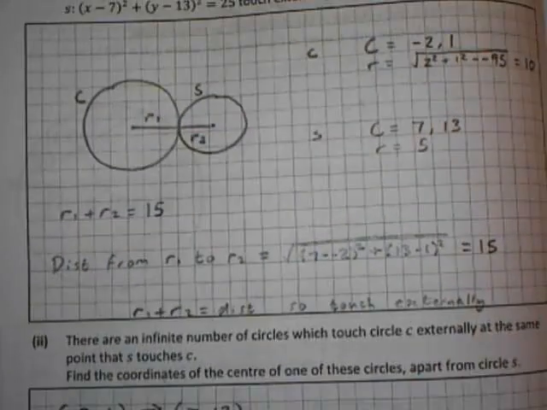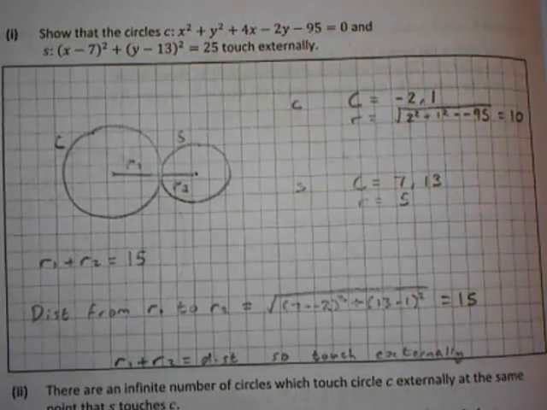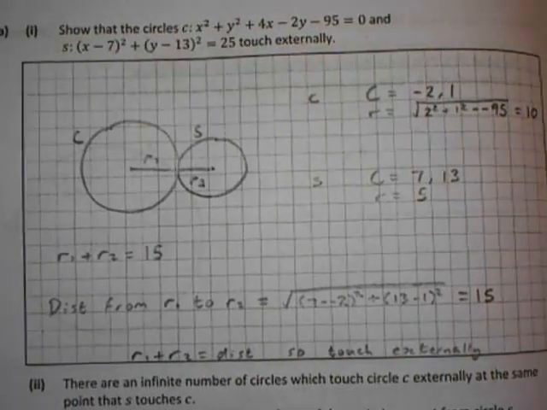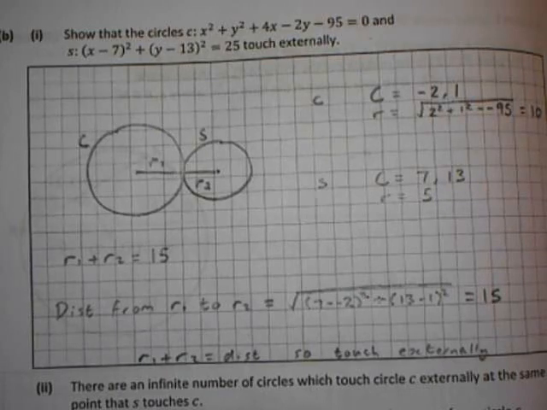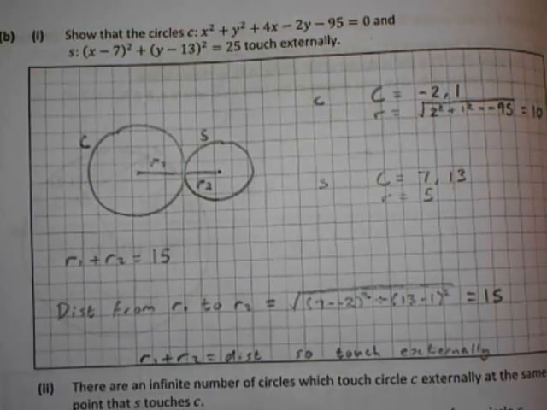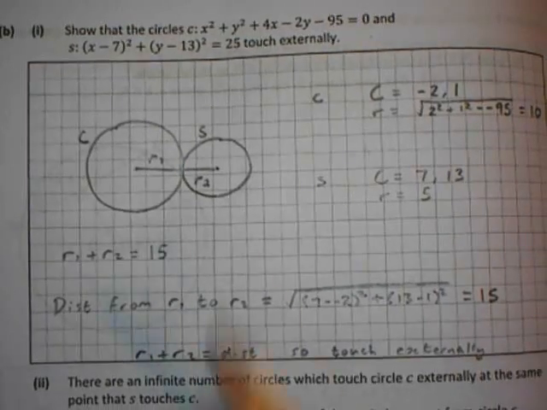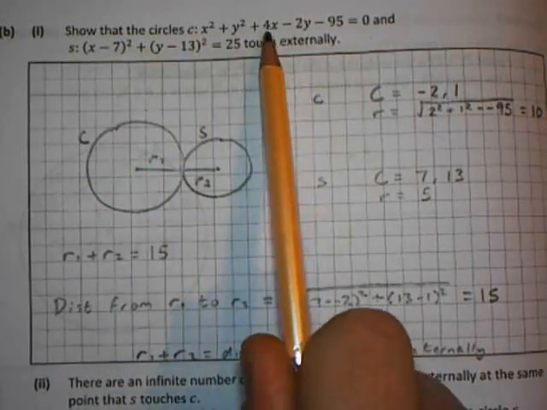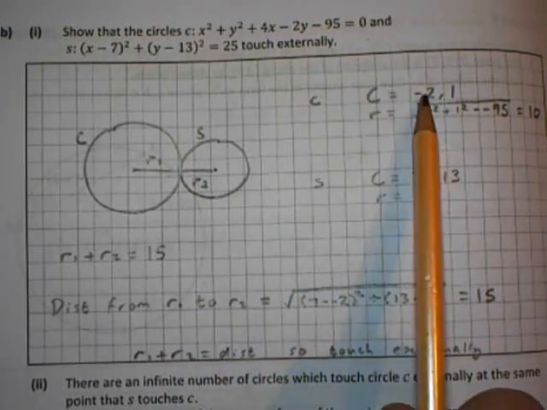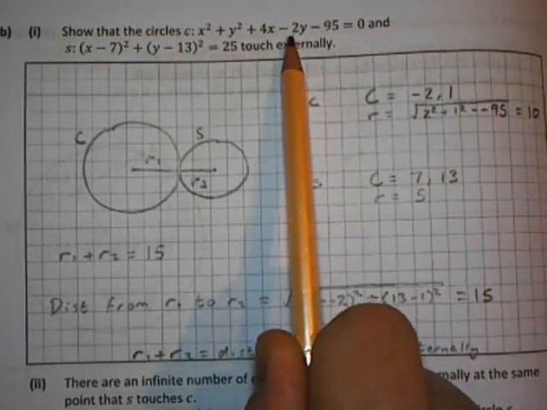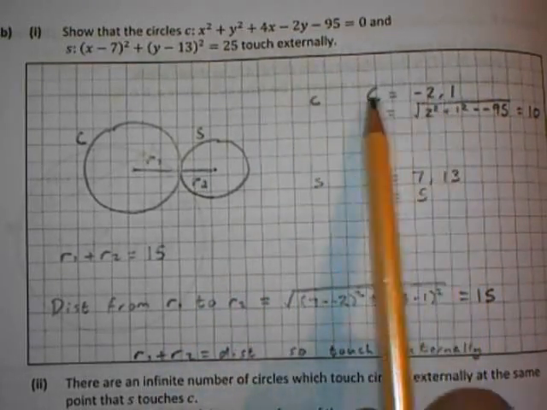Okay, second part. Right, so they give you 2 circles, C and S, and from those 2 circles you can work out the centres and the radiuses. So we'll start with C first. So half the 4 and flip the sign, you get -2. Half the -2 and flip the sign, you get 1, and that's the centre.